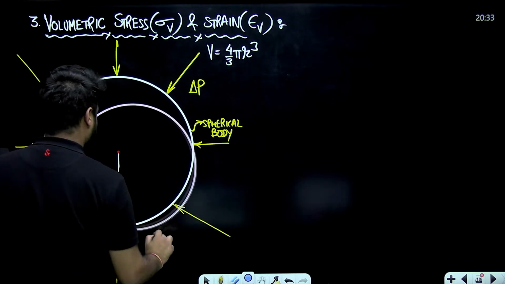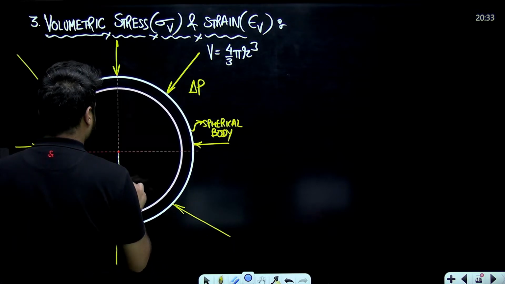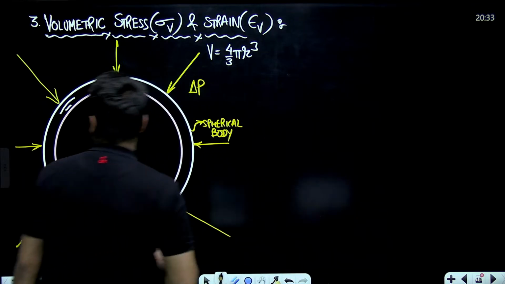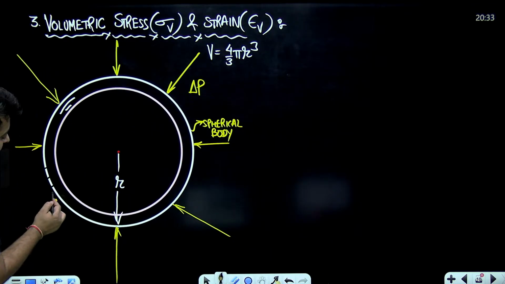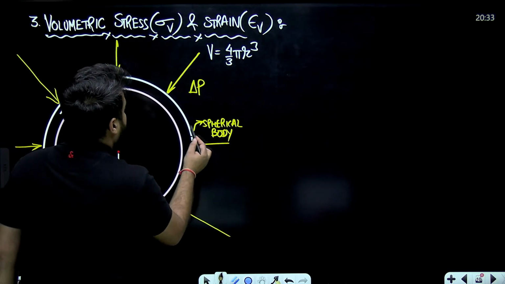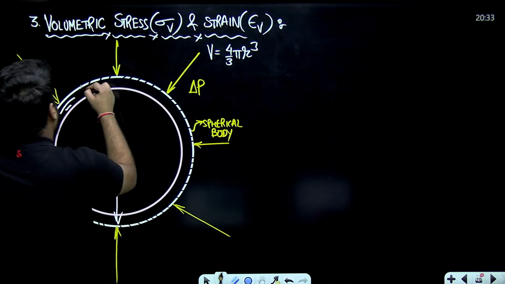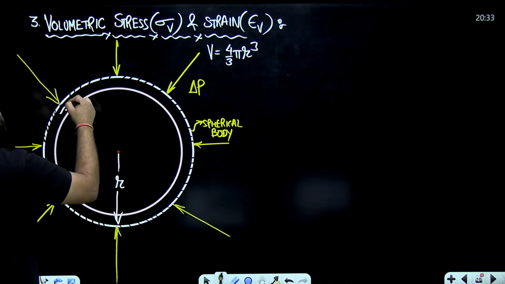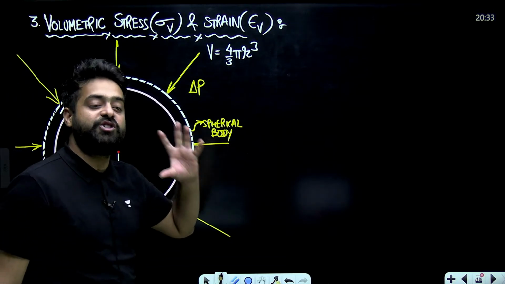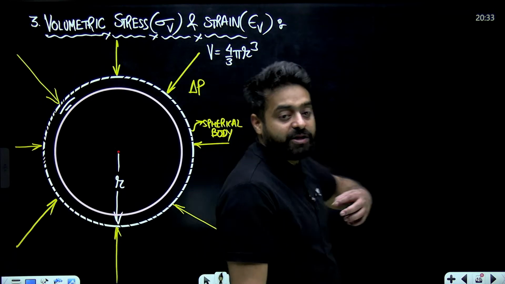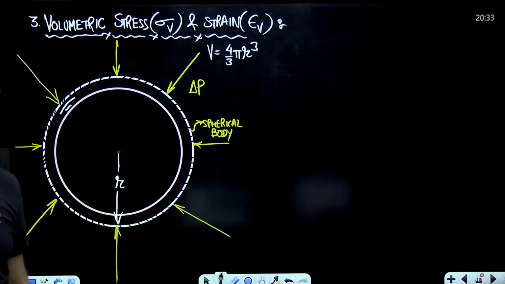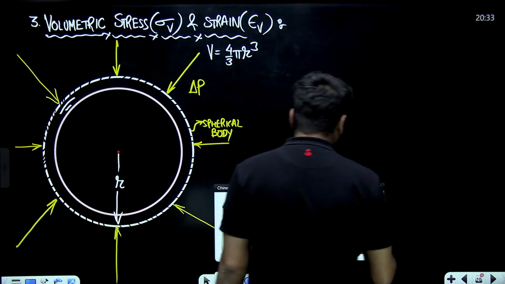See this part? What happens? This body will undergo a change. The white body was the original body, but it will undergo a change in the volume, not in the shape. A change in the shape, from spherical, is going to be shear stress. But if the body undergoes a change in the volume, that is called volumetric. Try to understand, the concept is not going to change ever.